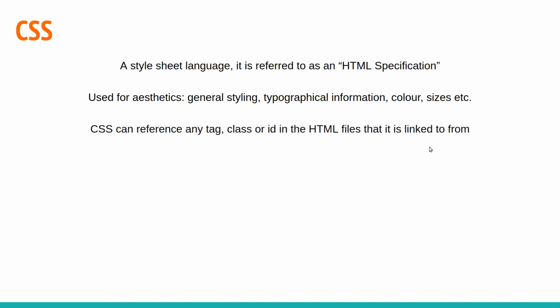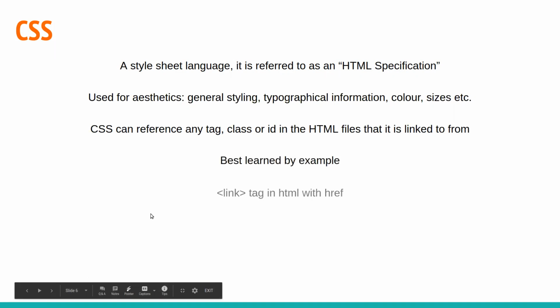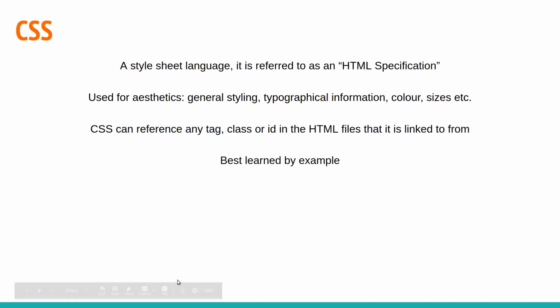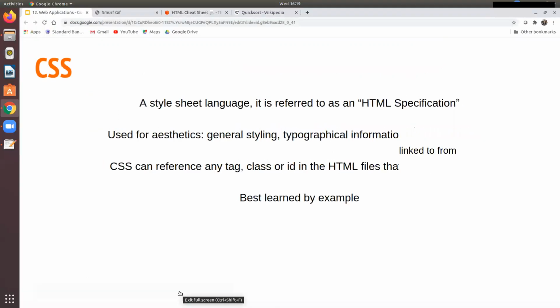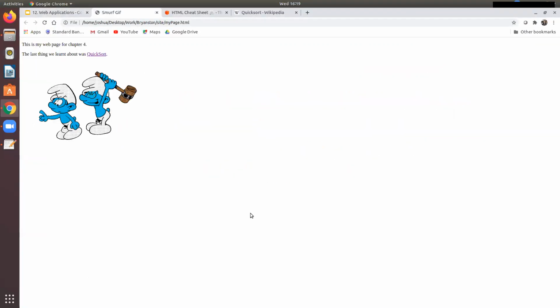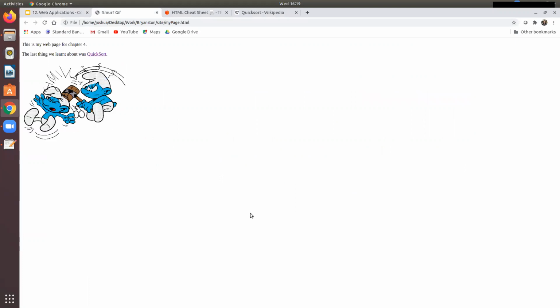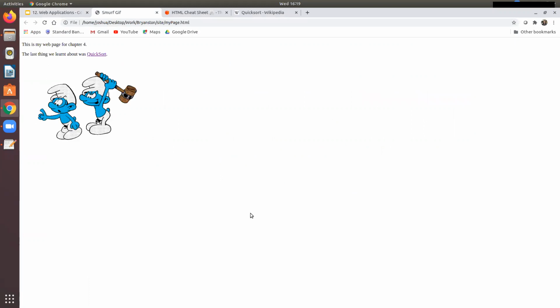CSS can reference any tag, class, or ID in HTML files that it is linked from. Okay, so what do I mean? CSS can modify the style of any HTML tag, okay? And it can be very specific and it can be general. There's also an idea of classes, but let's just see it, because this I think is best learned by example. So let's go see some CSS, and we'll change our simple HTML file here. We're now going to add some CSS. We're going to add styling to it.